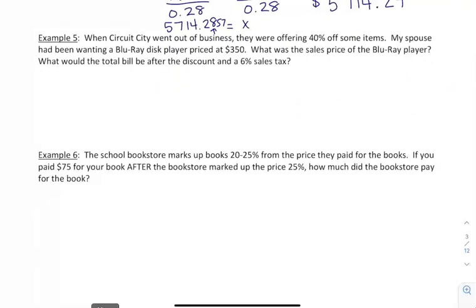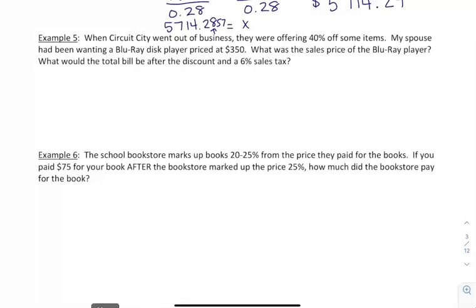Example 5. Some of you may remember Circuit City, but some of you may not. It went out of business quite a while ago. But they were offering 40% off of some of their items to try to clear out their stock. So if my spouse had been wanting a Blu-ray disc player, again, remember, it's been a little while, priced at $350. What was the sales price of the Blu-ray player? What would the total bill be after the discount and a 6% sales tax?